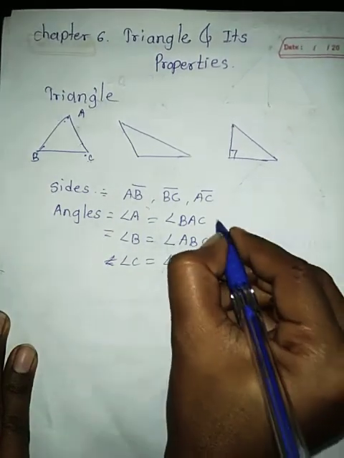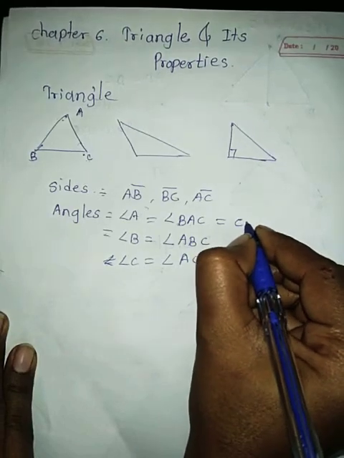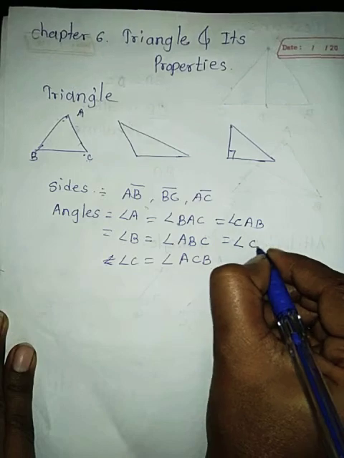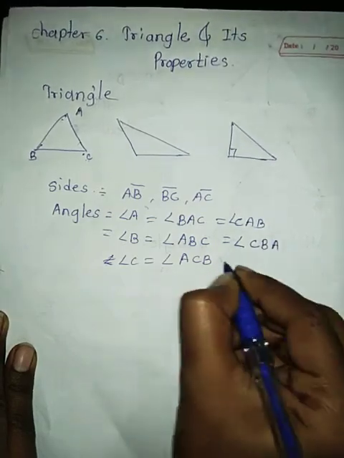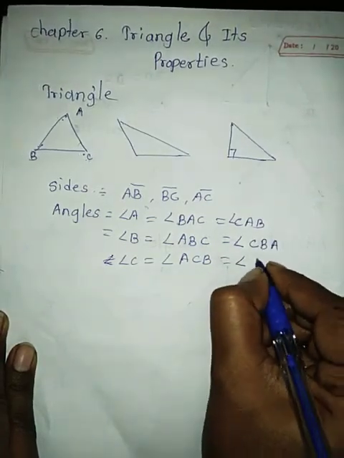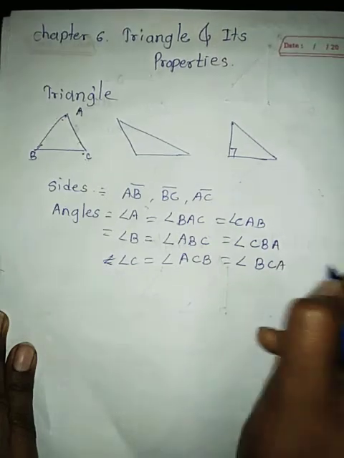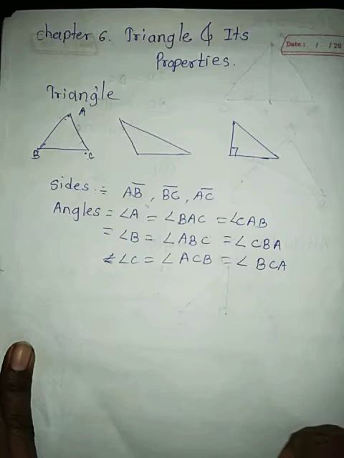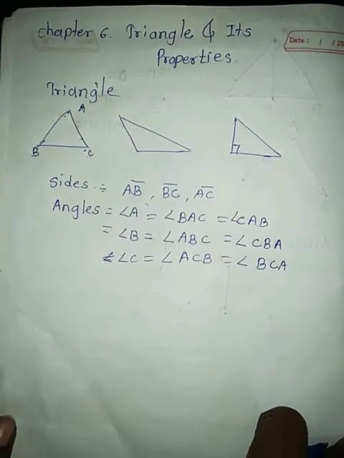ACB, and this one can be CAB, angle CBA also, and angle BCA also. Possibly all have the same measurements. Now that is about angles.